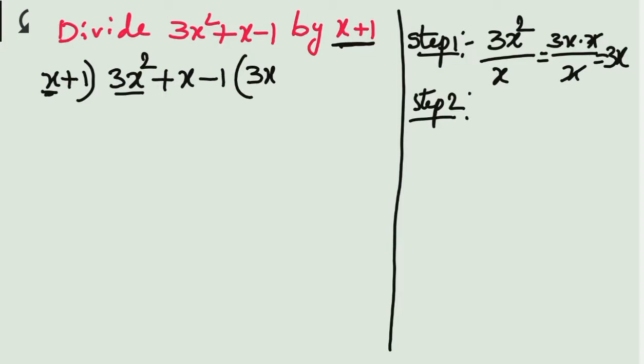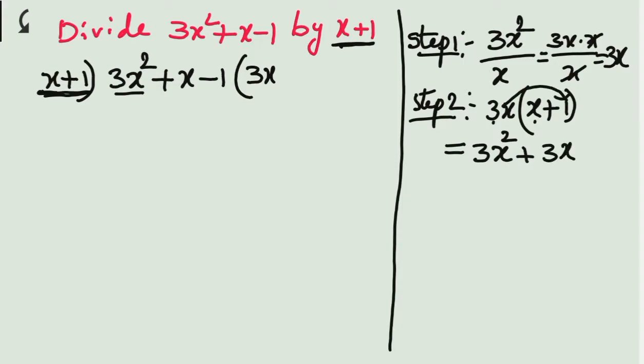Now step 2. In this step, we multiply this term with all the terms of the divisor. Here there are two terms, because it is a binomial, so you multiply with x plus 1. Then you get 3x into x, that is 3x square, plus 3x into 1, that is 3x. In order, you write 3x square plus 3x, similar terms under similar terms. Then you have to do the subtraction.